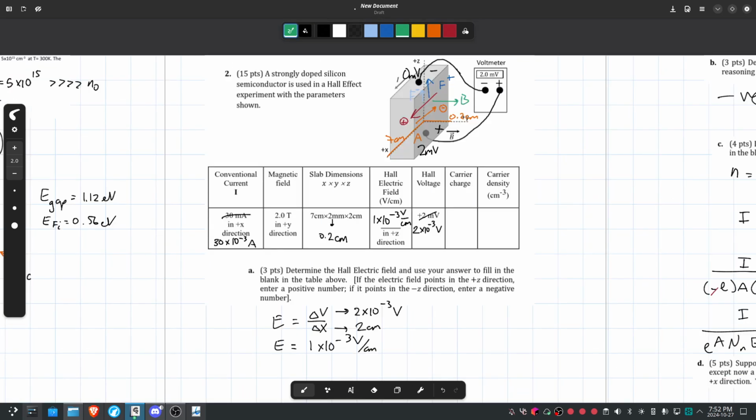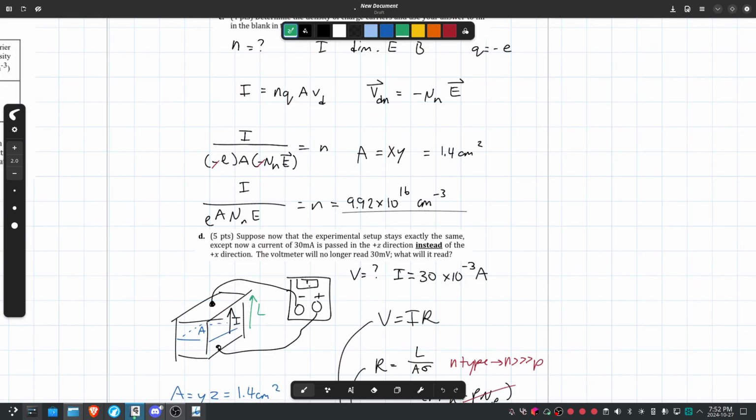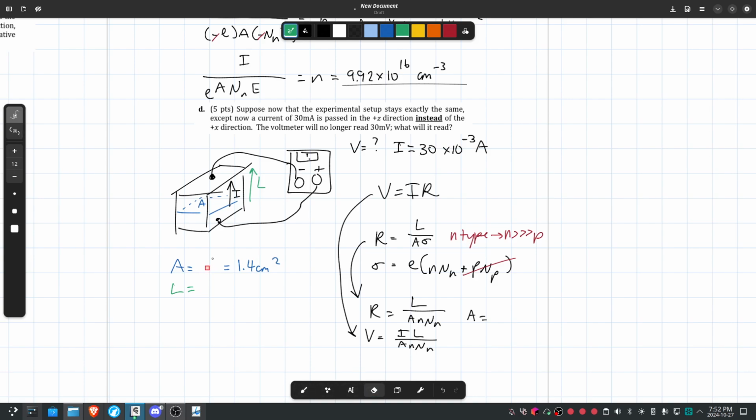Oop. No, it's going to be z. Wait, this is also wrong. Sorry. It could be x, y. This is z. That's going to be 7 centimeters.